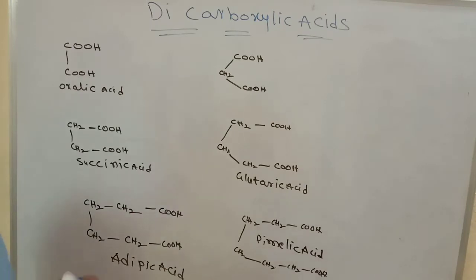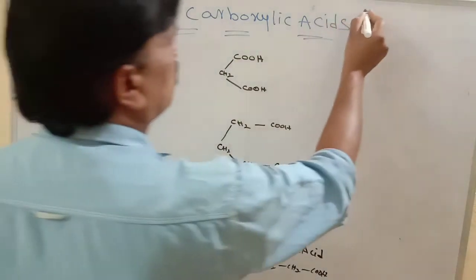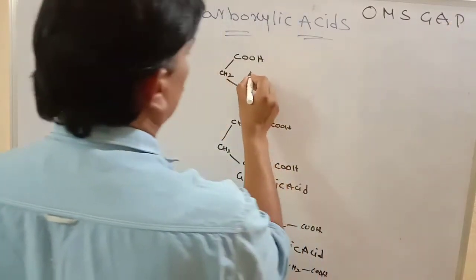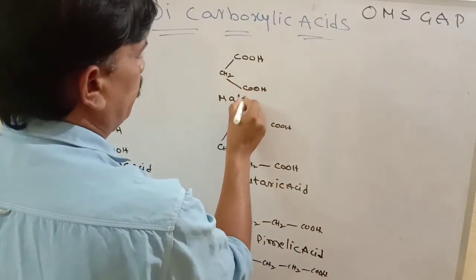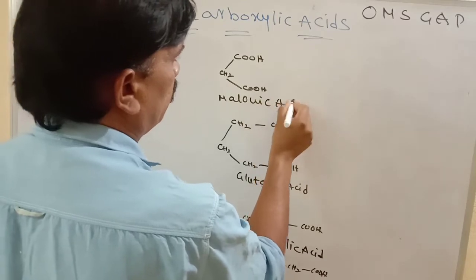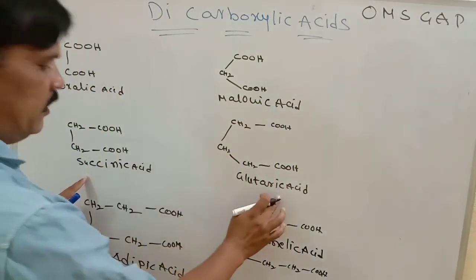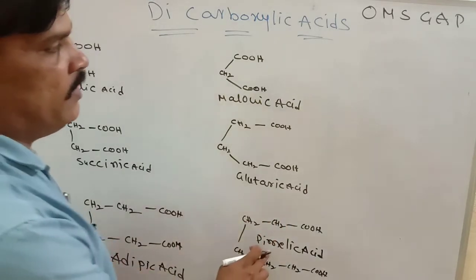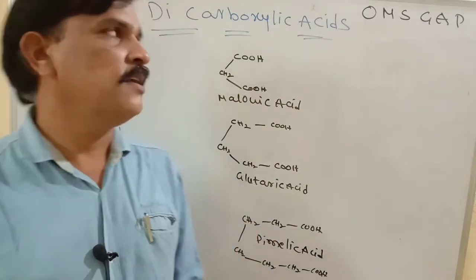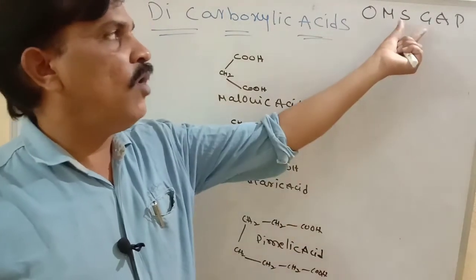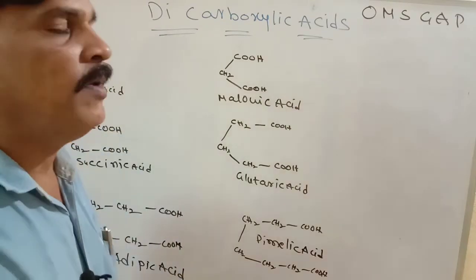So this is the trick for dicarboxylic acids: OMSGAP. Just remember the word OMSGAP only. Oxalic acid, malonic acid, succinic acid, glutaric acid, adipic acid, pimelic acid. These are the 6 dicarboxylic acids. This is the word to remember for the trick.